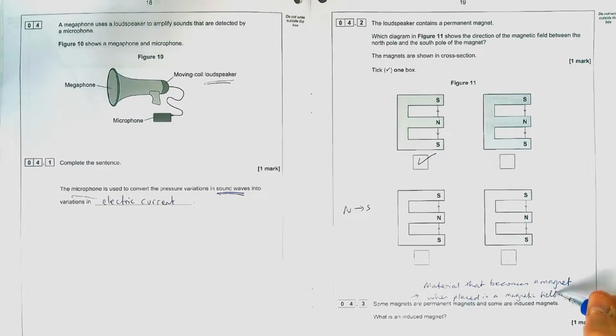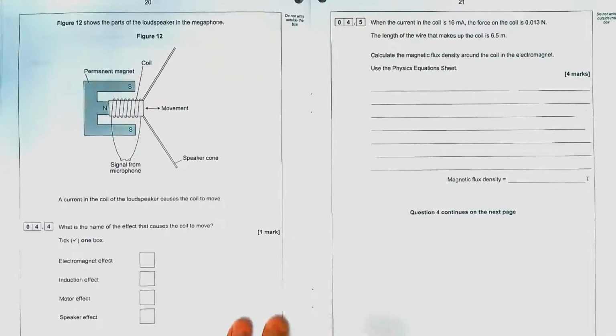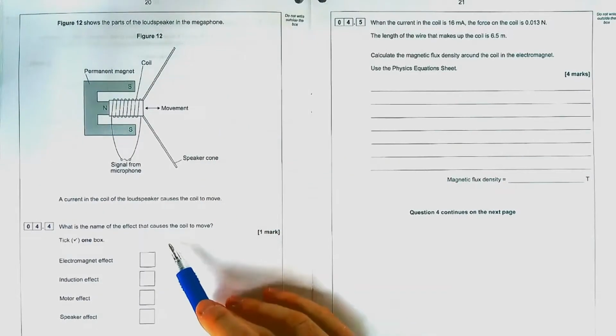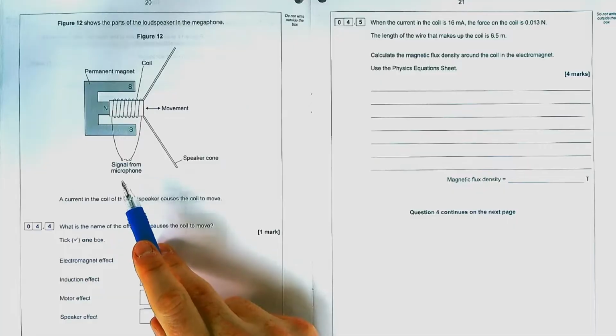Right, next we've got a bit more detail about a loudspeaker. A loudspeaker has a permanent magnet. We've got a signal from a microphone, and it says the speaker moves. It asks, what is the name of the effect that causes the coil to move? The clue is in the name: moving. Anything to do with motion in magnetic fields is a motor. So it's the motor effect for this question.